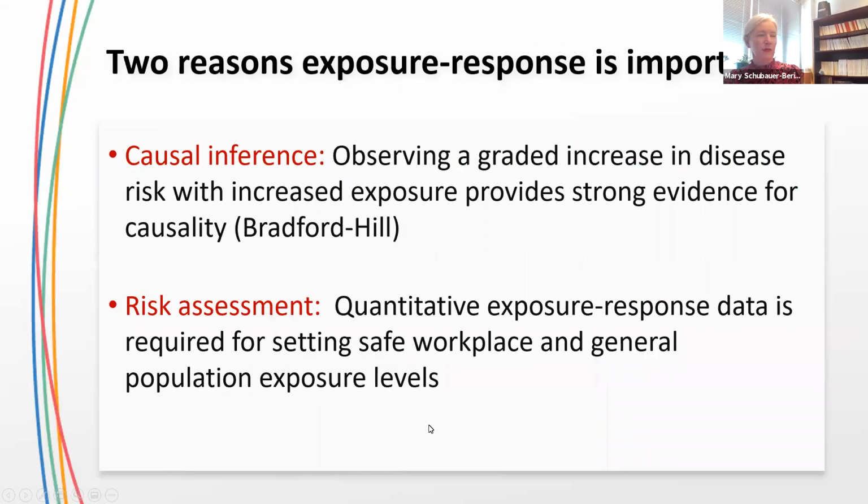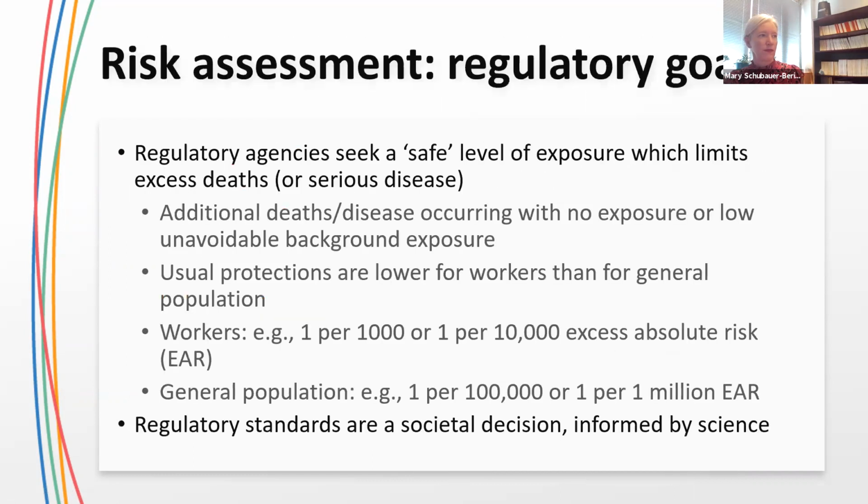Why are we interested in exposure response? One is for causal inference itself. Observing a graded response in disease risk with increased exposure provides strong evidence for causality. These are suggestions from Sir Austin Bradford Hill that I'm sure many of you are familiar with. But it's also useful for risk assessment. Quantitative exposure response data is required for setting safe workplace and general population exposure levels. And there's an increasing tendency to try to seek information from occupational studies, and from studies in humans in general.